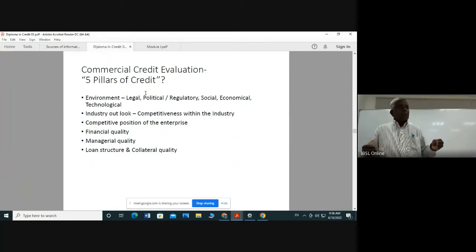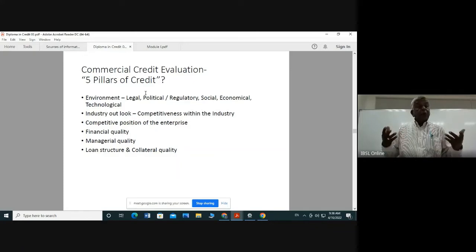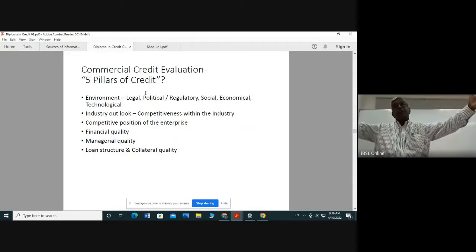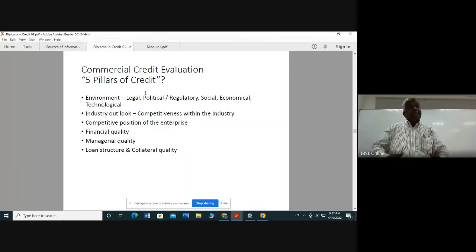Then the industry outlook. Within the country, you have done the environment analysis, and then the industry. The customer's company is in an industry, so how is that industry? We call it industry outlook. Whether it is a matured industry, where it has achieved its growth and further expansion is limited, or a young and virgin industry that has ability to expand. You analyze that. Then competitiveness within the industry. How is the competitiveness within the industry? And then after that, the competitive position of the enterprise.